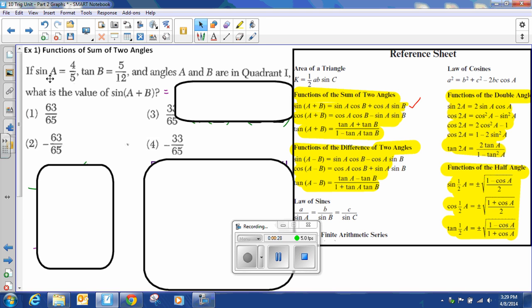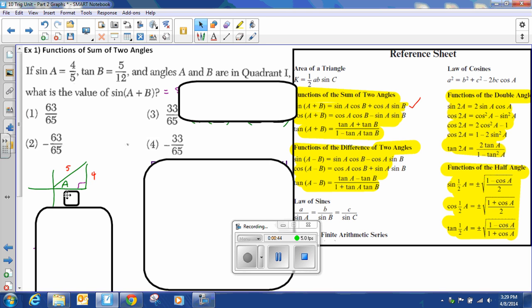If sine of angle A equals 4/5, tangent B equals 5/12, and angles A and B are in quadrant 1, what is the value of sine of A plus B? So this information is enough for us to draw a picture of angle A. Here's angle A with leg 4, hypotenuse 5, and we know that this is a 3, 4, 5 triangle. So now we know what this horizontal leg is.